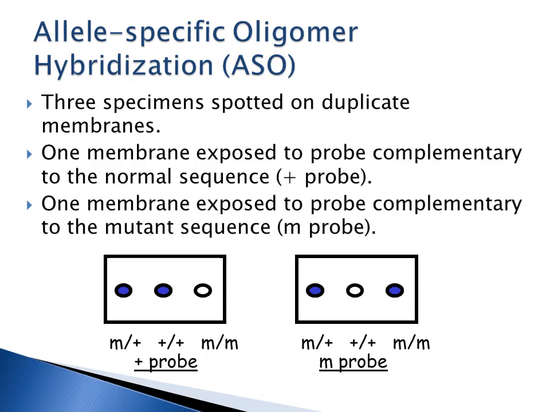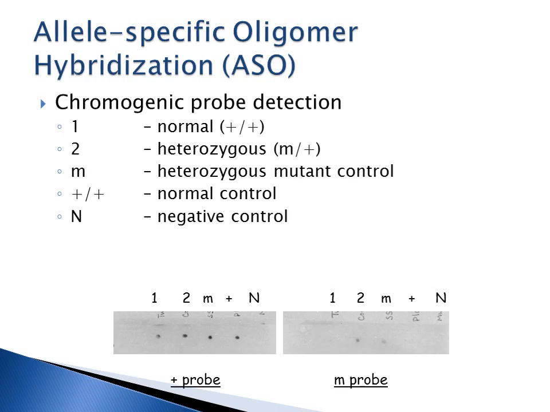Your dot is going to light up when you use your positive probe. Wherever you have mutant sequence, that's going to light up where you have your mutant probe. And so you could use this dot blot method and these various probes to know if you have a mutation or not. So this slide shows you an actual dot blot using a chromogenic probe.